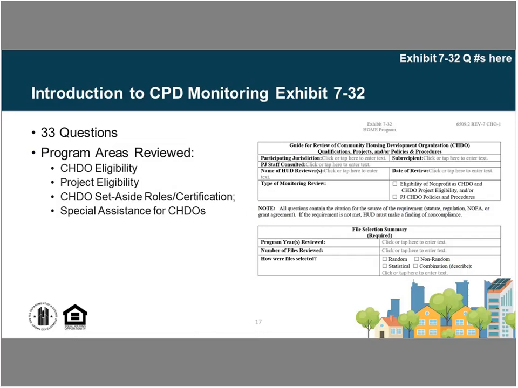The other thing that I wanted to mention is that this monitoring exhibit that we're going to be talking about over the next few minutes, Exhibit 7-32, there's a lot of detailed questions in it. It's relatively short. There's only 33 questions. It's a lot shorter than many of the other guides we'll be talking about in this series, but it gets into a lot of details. It focuses really, there are two sections. One focuses on CHDO eligibility. The second section focuses on project eligibility, and toward the end, there's a few things on special assistance. So we will walk through them.